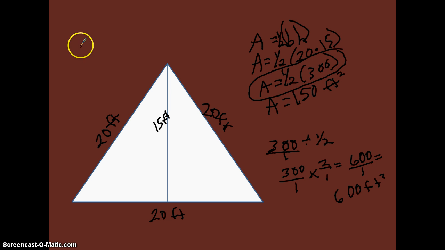Now, if I actually did work it out here, I could go 1/2 times 300 over 1, making an improper fraction, and then I could say 300 over 2, because 1 times 300 is 300, 2 times 1 is 2, and then reduce that down to 150. So be sure that you keep it straight, that you multiply 1/2 by your base and height, and that you do not try to divide it. Otherwise, you're going to get a completely wrong answer. Okay, let's go ahead and do some more examples.